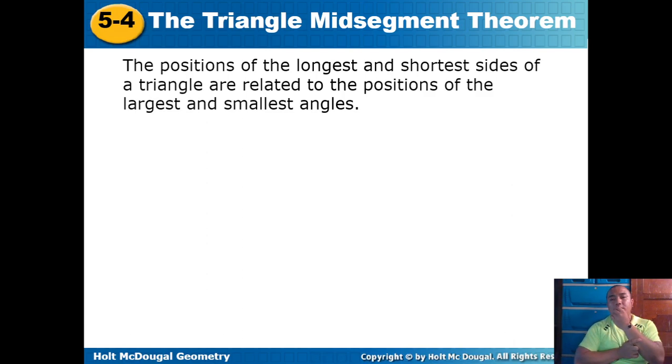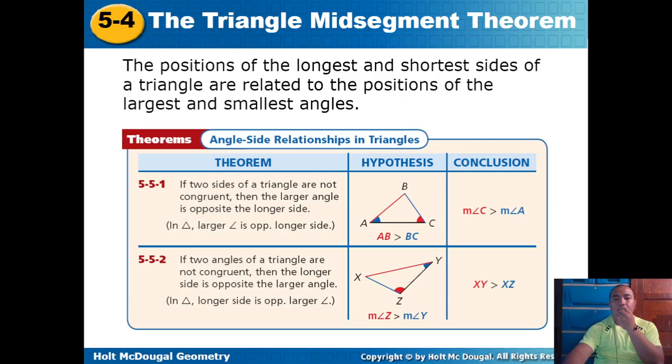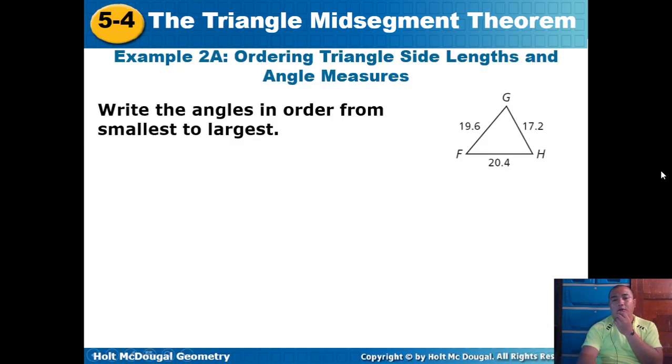The positions of the longest and shortest sides of a triangle are related to the positions of the largest and smallest angles. Theorem: if two sides of a triangle are not congruent, then the larger angle is opposite the longer side. And if two angles of a triangle are not congruent, then the longer side is opposite the larger angle. So we have here triangle FGH with the sides 19.6, 17.2, and 20.4. Write the angles in order from smallest to largest.